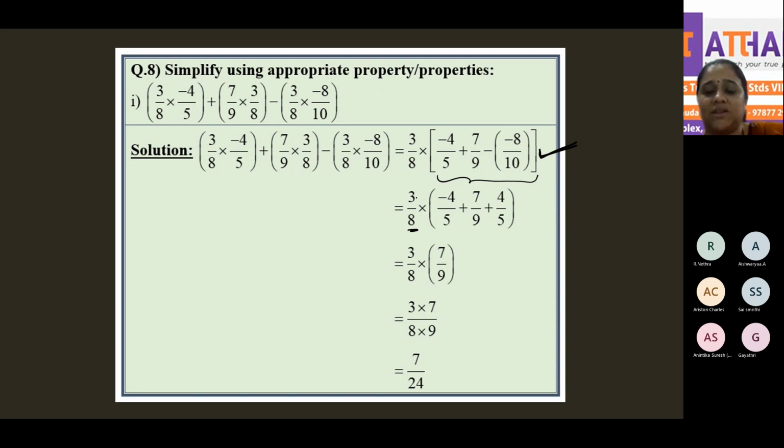Okay. So 3 by 8, write this minus 4 by 5 as it is, plus 7 by 9. Now we need to multiply the signs. Minus into minus, plus. So you can see plus here. And this one reduces to 4 by 5, because 2 4s are, 2 5s are. This one reduces to 4 by 5.